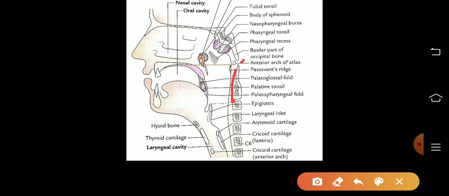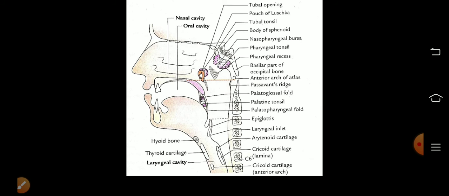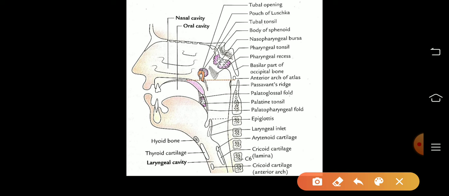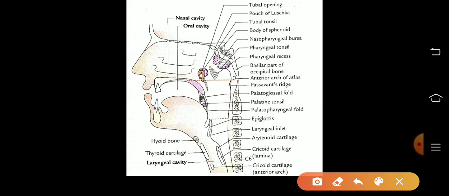Now we are going to see the features of this oropharynx. The oropharynx has features in its lateral wall and its anterior wall. What is the feature in the lateral wall? The feature in the lateral wall is this part, the palatine tonsil, which you can see in this picture.